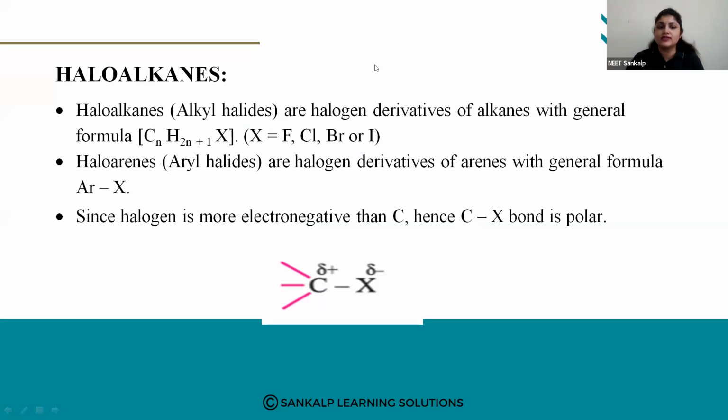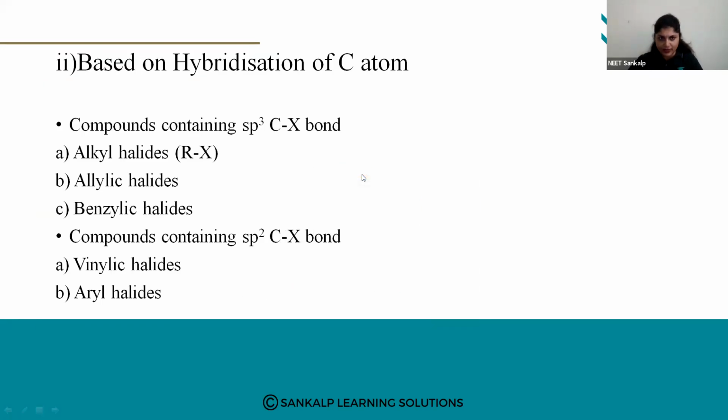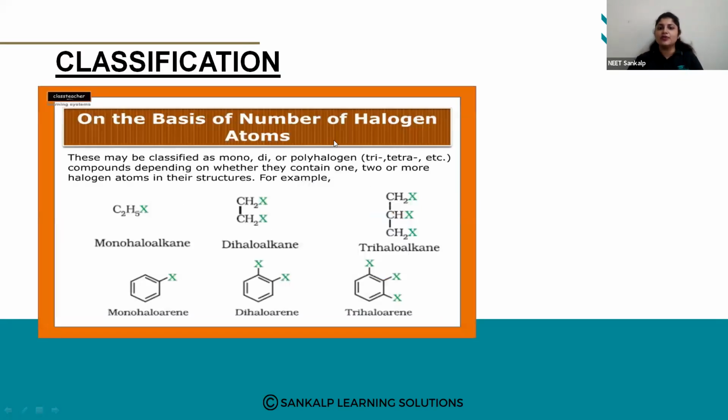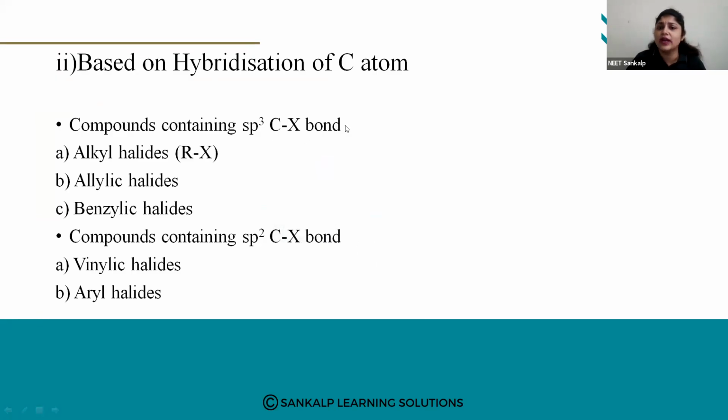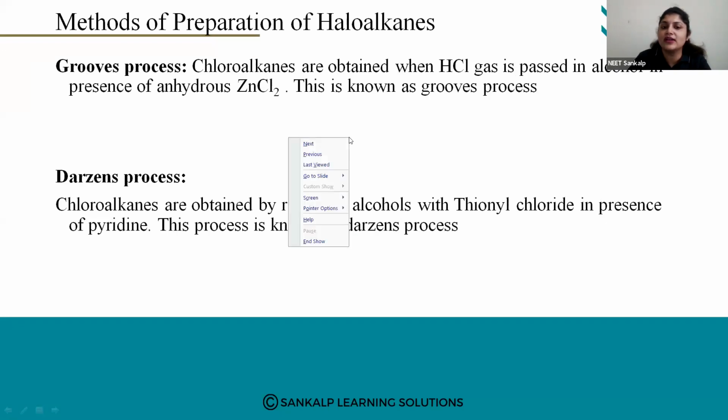Then we discussed the nature of the C-X bond. Then we discussed the classifications. First was based on the number of halogen atoms. Next was based on the hybridization of the carbon atom: compounds containing sp3 C-X bond and compounds containing sp2 C-X bond. Then we discussed the physical properties of haloalkanes. We dealt with the boiling point and melting point. Then in the last class, we started with methods of preparation.